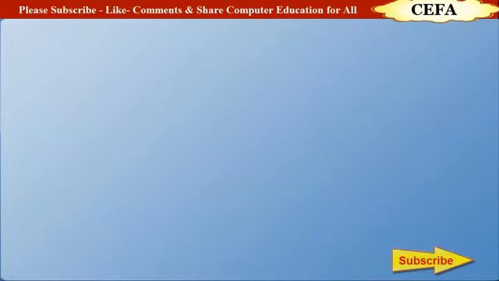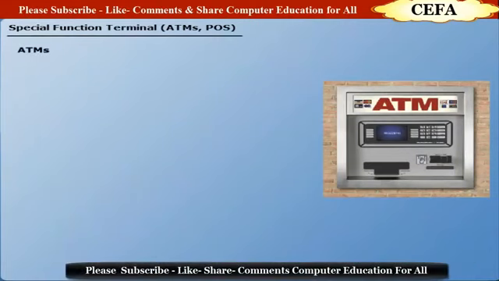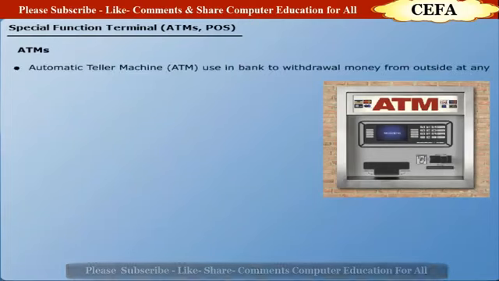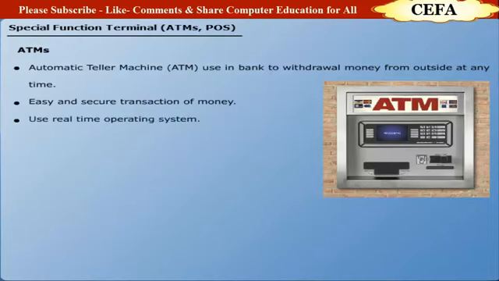Special Function Terminal, ATMs, POS. ATM. Automatic teller machine is used as an unattended device or a machine which is used in the banks for withdrawal of money outside the bank at any time. ATM provides a very easy and secure way for the money transactions. These sorts of machines use real-time operating system. ATM monitors are specifically used for the money transactions with the following key features.